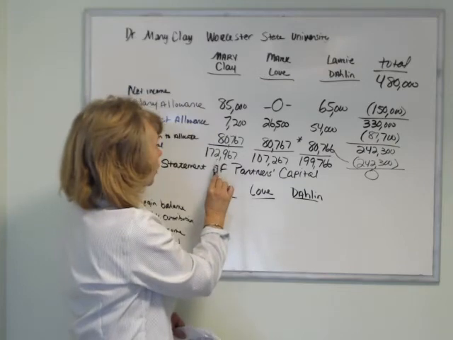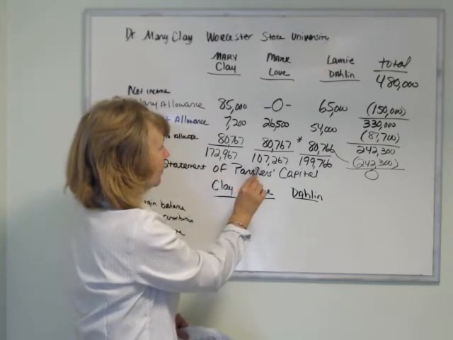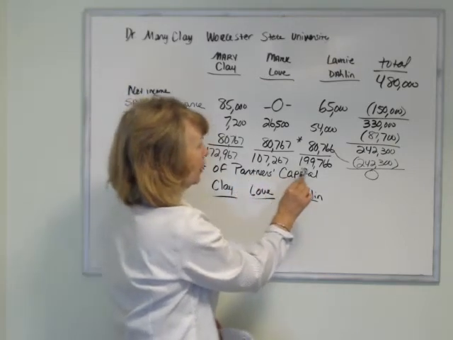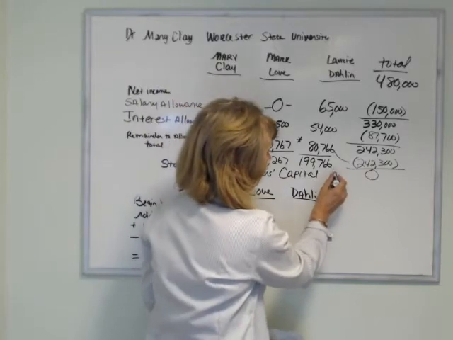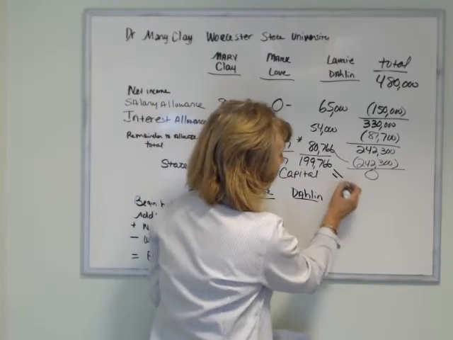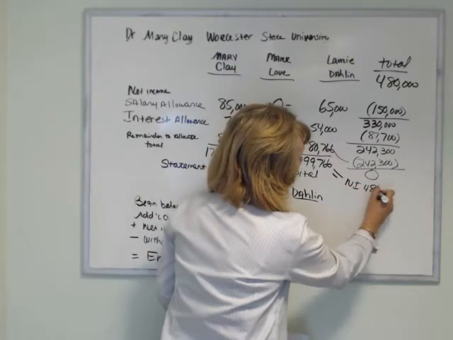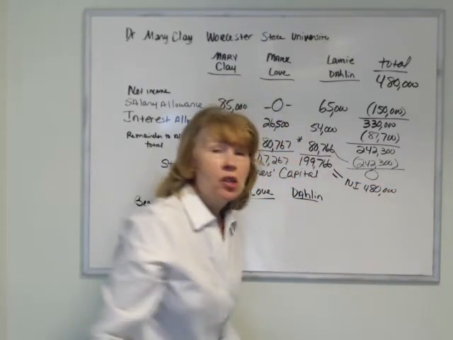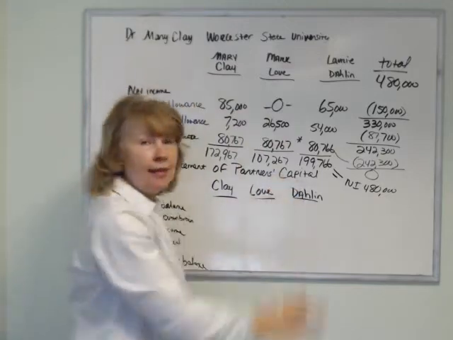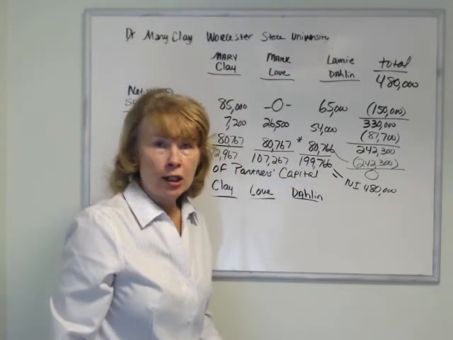Add each partner: 172,967, 107,267, 199,766. And that better equal your net income of $480,000. That's just a double check for you. Always get in the habit with the partners to double check your math.